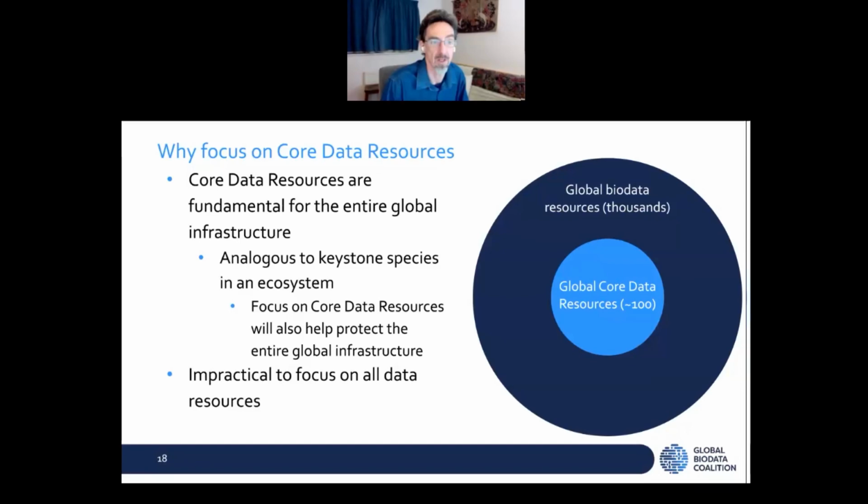And this concept is very strongly supported by the funders, and was one of the key reasons the Global Biodata Coalition was set up.